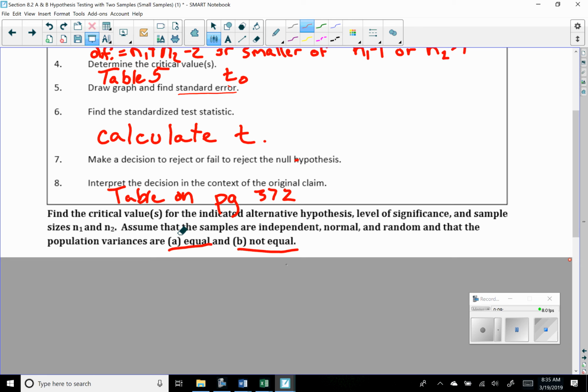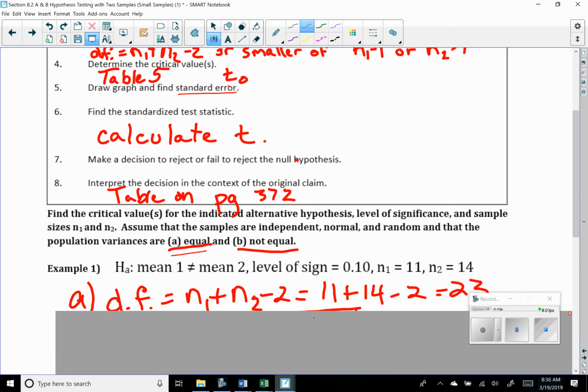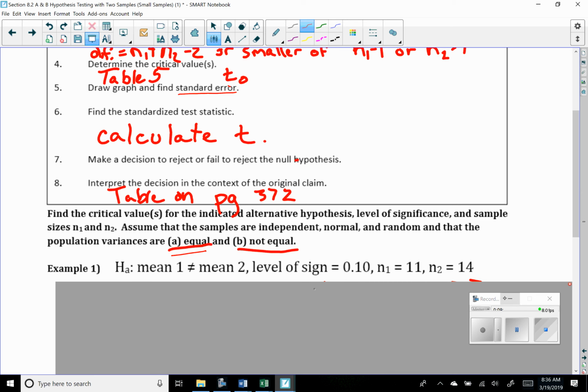So, find the critical values for the indicated alternative hypothesis, level of significance, and sample sizes n1 and n2. Assume the samples are independent, normal, and random, and that the population variances are A, equal, B, not equal. Okay? So, example 1. The alternative is that mean 1 is not equal to mean 2. Level of significance is 0.10. n1 is 11. n2 is 14.